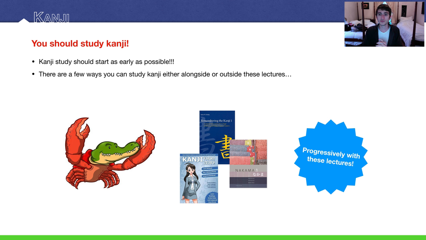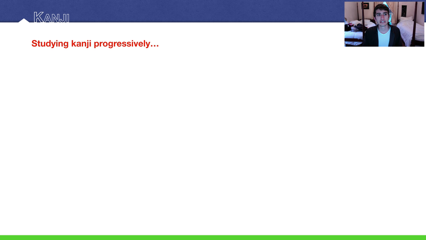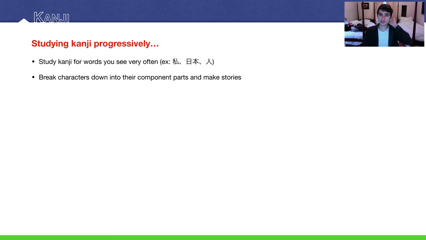So when I mean progressively study with my lectures, actually I'm going to go into more on this slide. Study words, study the kanji of words that you use and see often. Okay, so like watashi, meaning I, Nihon, Japan, hito, person, okay? And when you study these characters, break them down into their component parts, and make stories to help you better memorize the meanings, and how to pronounce them, how to get them into your head. Making stories really, really helps.